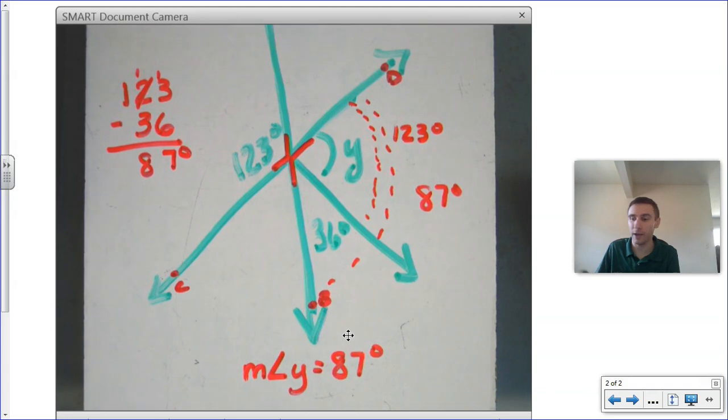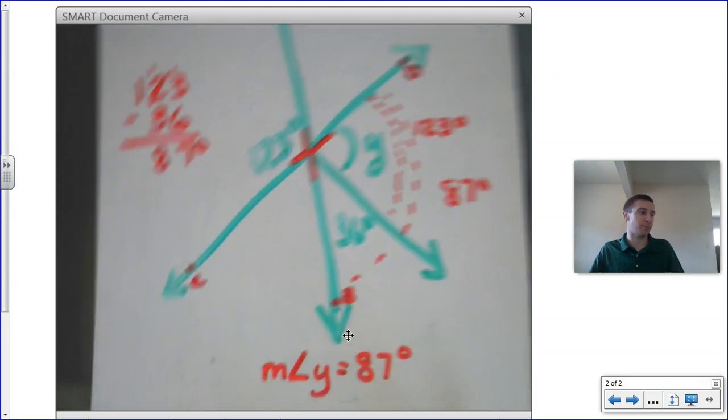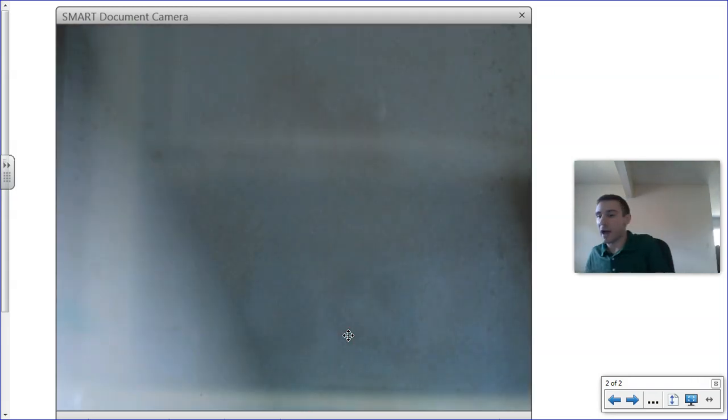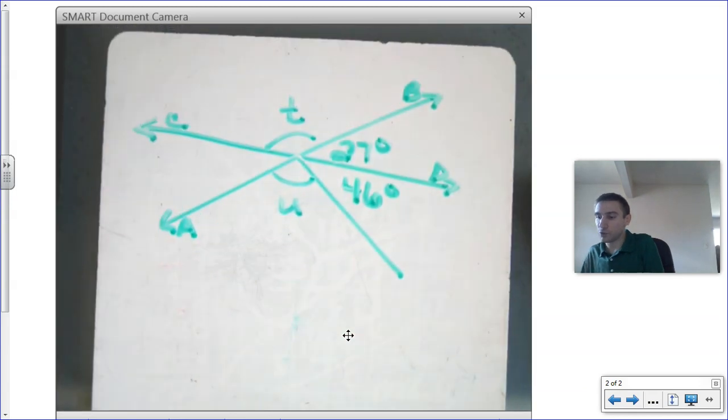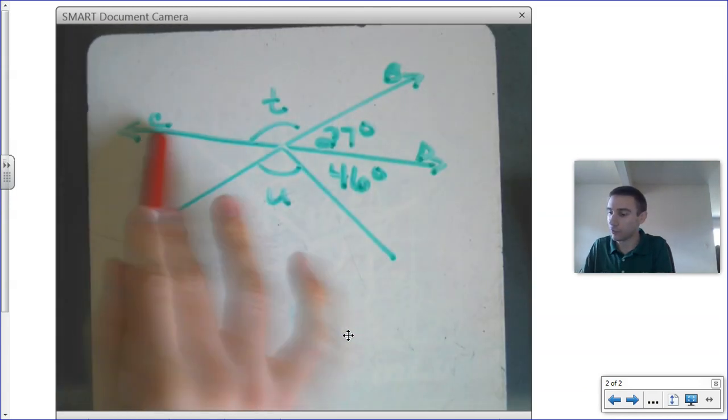Okay, so vertical angles can save me a lot of time, and there could be less information given to us in these problems. One final example. So here we have, again, two lines, line AB and line CD.